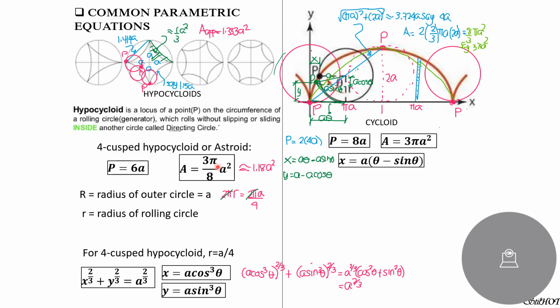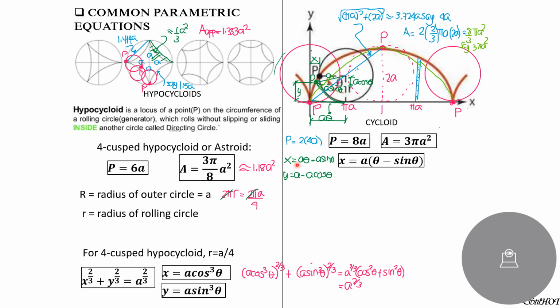And take note that the area involves 3 pi a squared, just like this. There is just a denominator for this. This is only for the four-cusp hypocycloid. This is not applicable to these different cases.